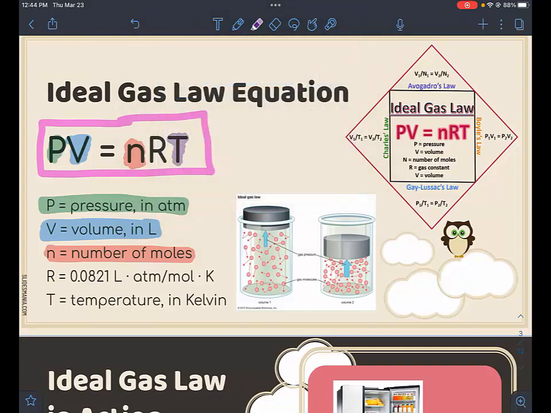And then I'm going to skip R for a moment and let's talk about T. T is temperature, of course, and it must be in Kelvin. If you have temperature in a different unit, you must convert it to Kelvin before you can continue with the ideal gas law.